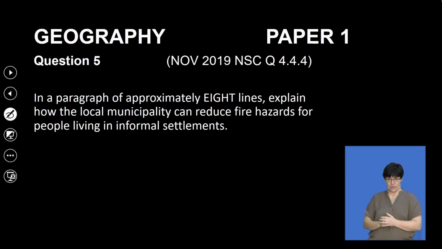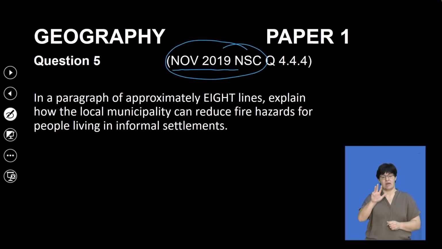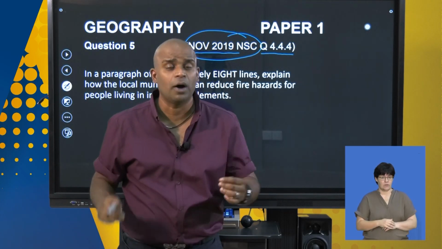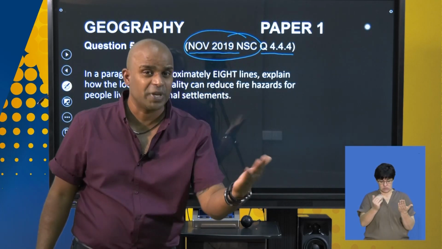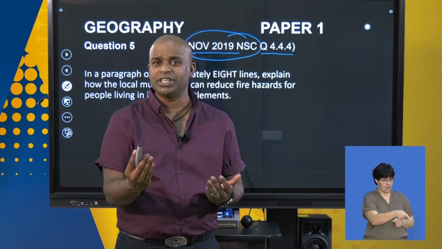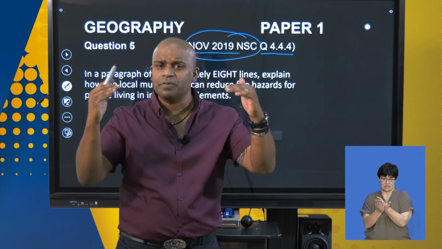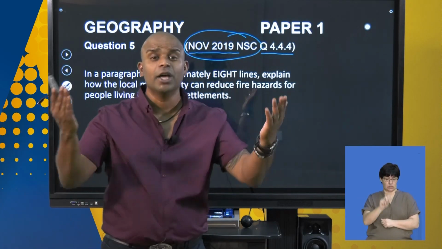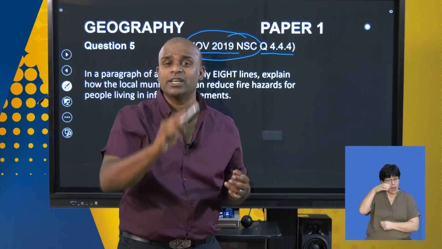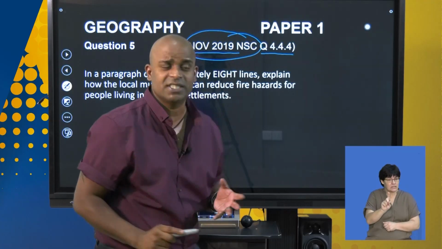In the first example, we will do again the November 2019 NSC, and this was question 4.4.4. What you should be doing now is referring to your sources, your question paper as well as your annexure, and looking at what kind of questions were building up to the paragraph questions. A reminder: your paragraph questions are designed to consolidate that content.